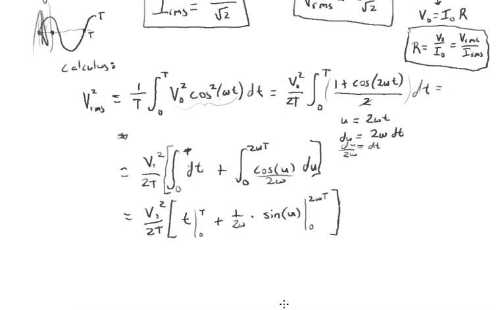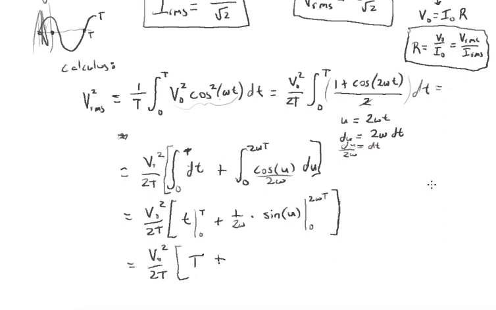Okay, and now we've done that. That's our integration, that's our sum of it all. So for this part from 0 to T, you plug in this number and then subtract this number plugged in. So we've got our V naught squared over 2T times, this is t minus 0, so just t, right? And then plus, what do we have? We've got a sine of 2 omega times the period.